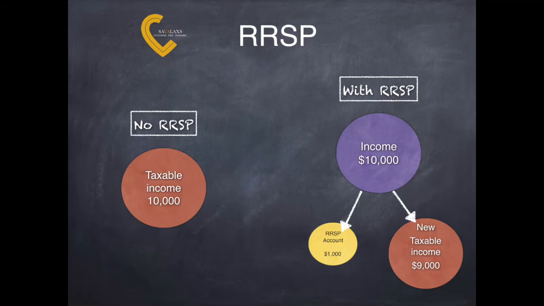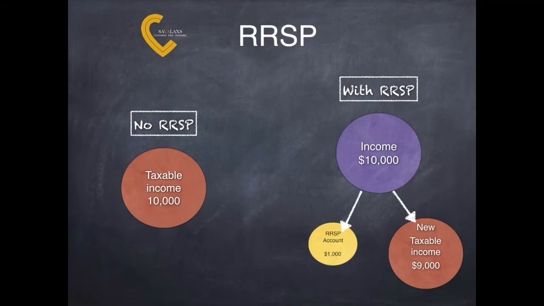So if you work for somebody, you get your wage or your salary. You have to pay tax on that income, right? So the government says if you have an RRSP account and you put a portion of your income into this account, you will not get taxed on that portion.